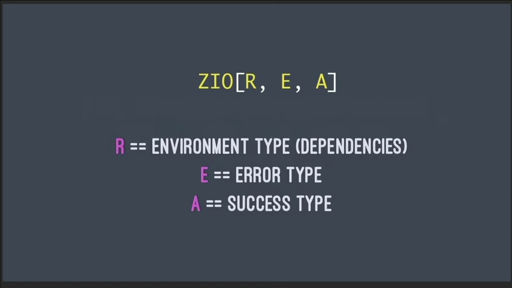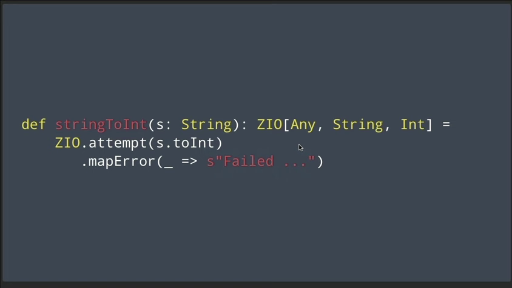So you saw the ZIO type signature, and I didn't explain that first parameter before, but now I can. This first parameter we call the R parameter. It's the environment type. This value here can contain your dependencies. And then I already showed the other types, E and A. E is the error type and the error value right there, and A is the success type and will contain the success value. So as you saw with the string to int function, it didn't have any environment requirements, so we said that any old environment will work right there. And then the error type was a string and the success type was an int.